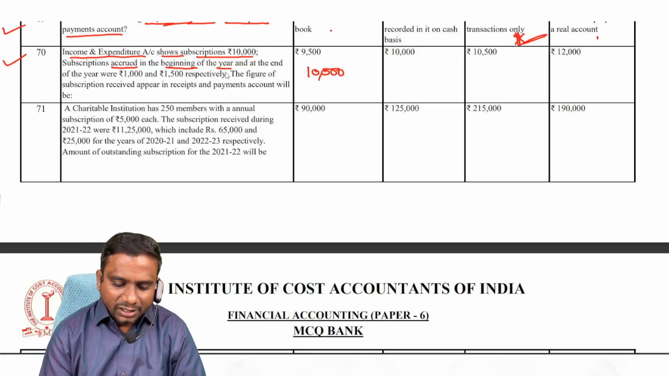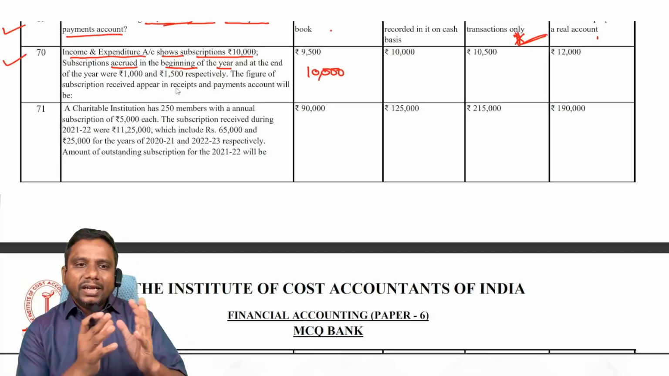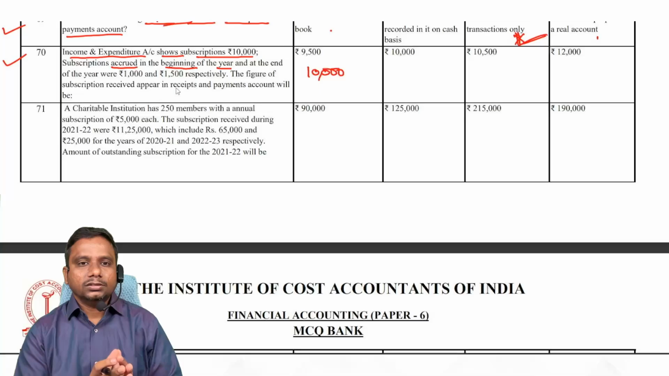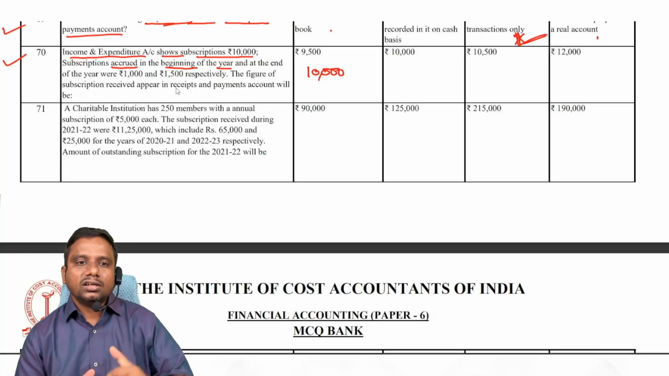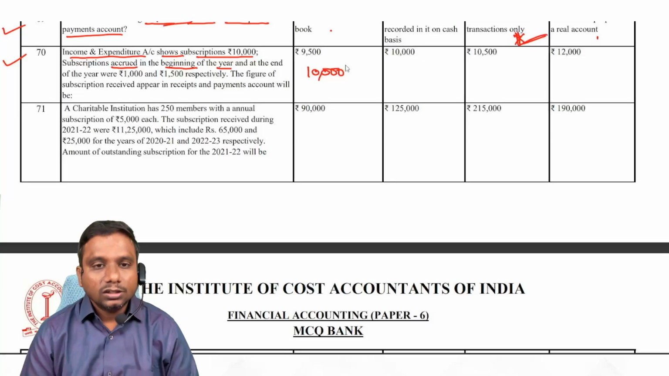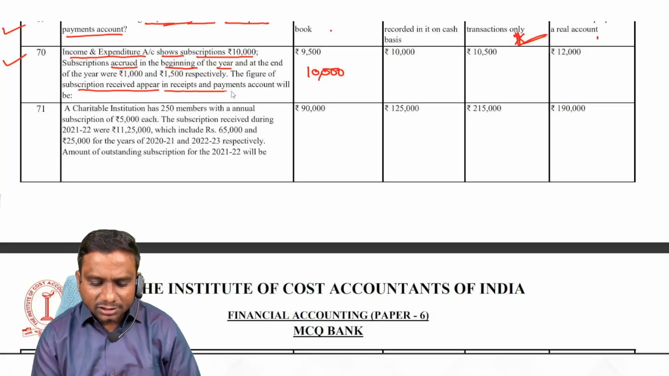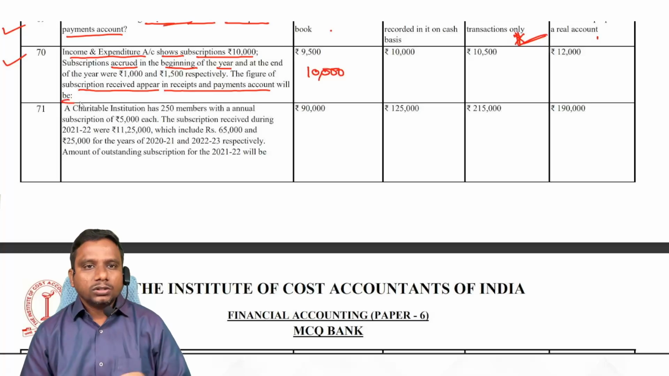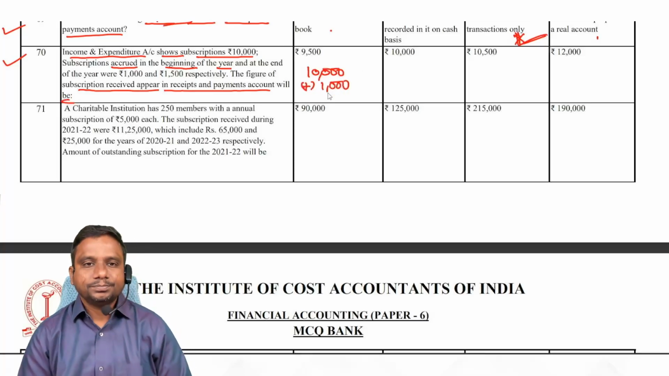Subscriptions accrued in the beginning of the year and at the end of the year are 1,000 and 1,500 respectively. First look at the beginning of the year subscription; we deduct it from income and expenditure account. Why? Because these relate to the previous year. So now we have to calculate what subscription received will appear in receipts and payments account. That is 1,000 rupees earlier deducted.